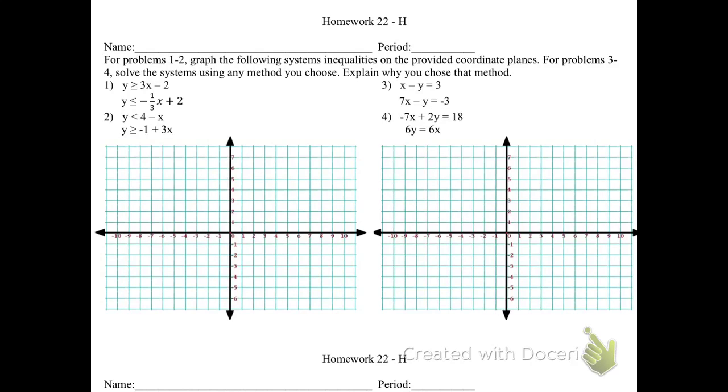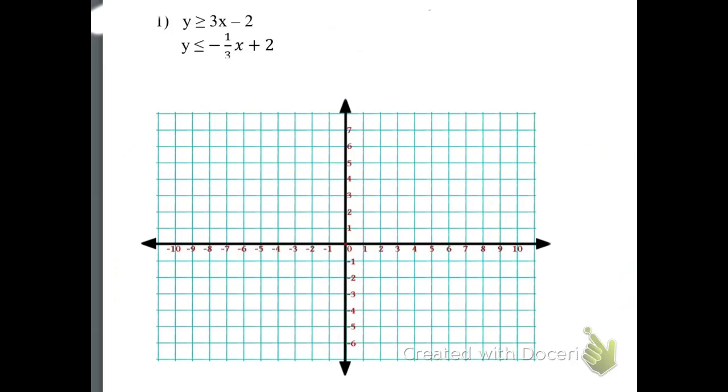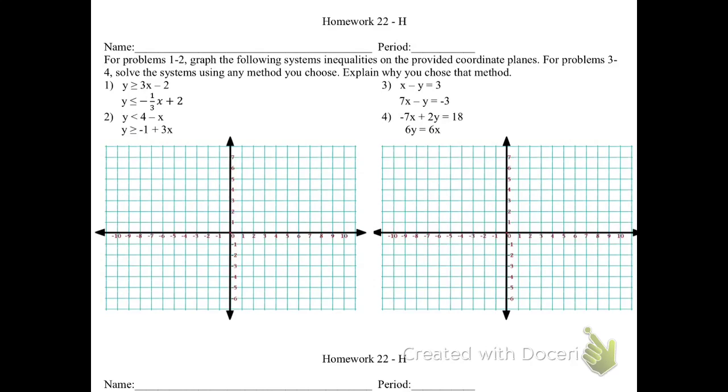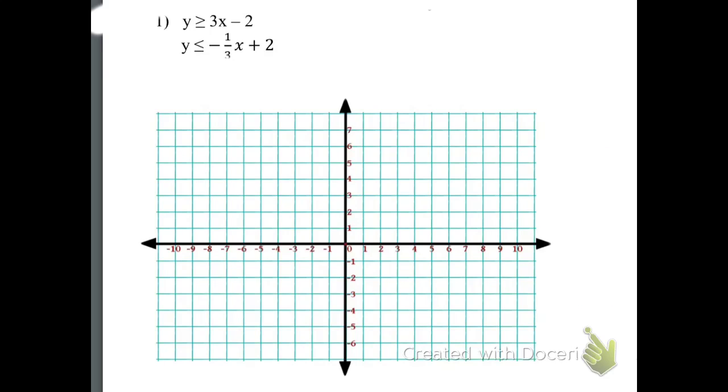Alright, moving on to homework 22. We got a few systems we need to graph, and we'll go on from there. So, number one, we're supposed to graph both of these on the same coordinate plane. I'm going to graph the first one in red, and the second one in green sounds good. Not that I'm trying to go for Christmas or anything.